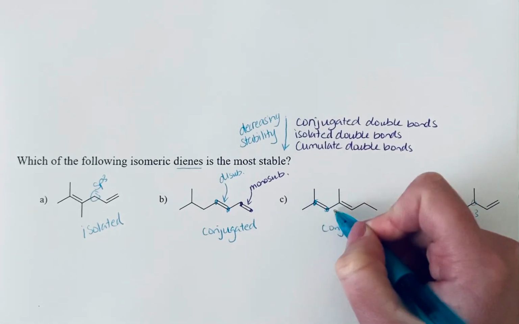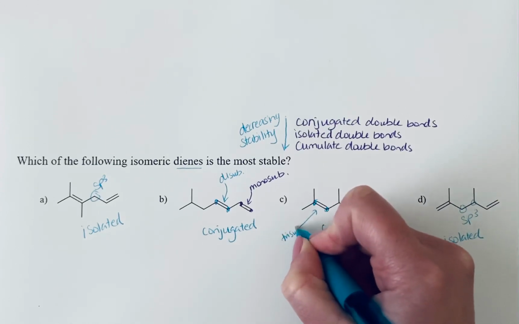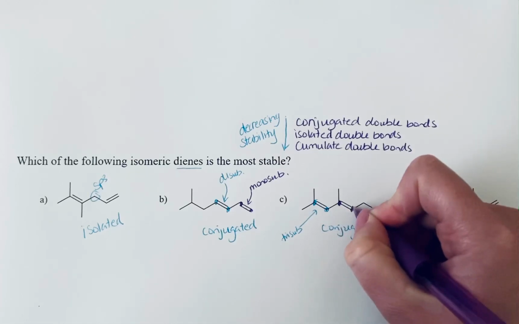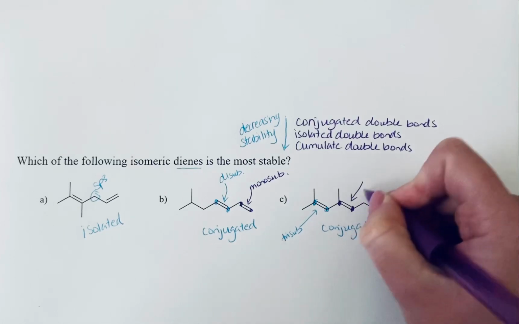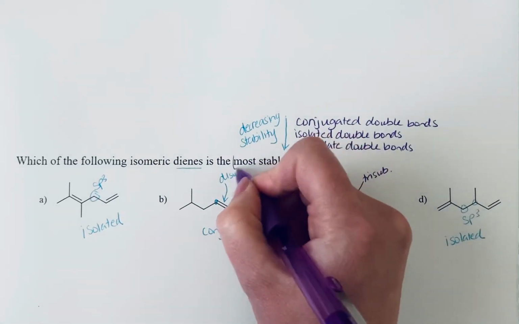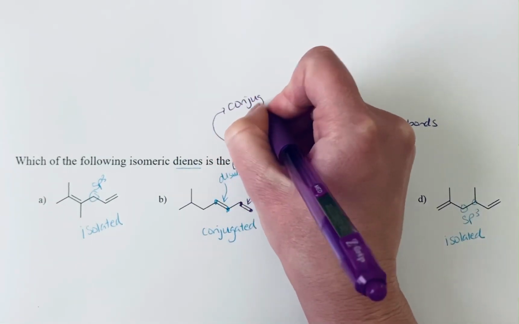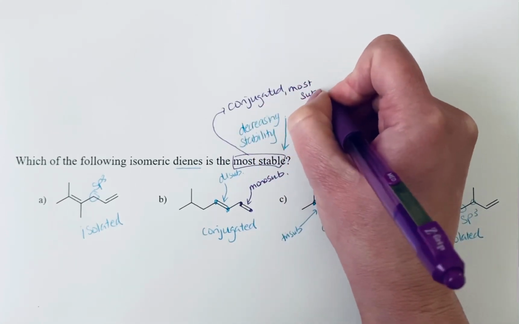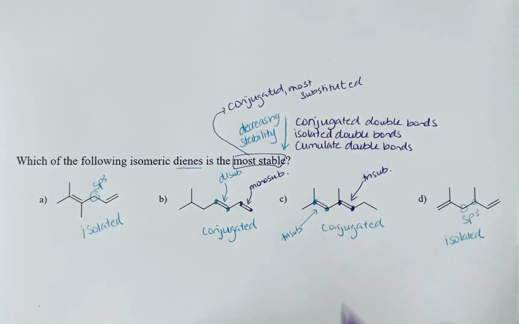If we look at C, and we look at our first alkene, we see that we have 1, 2, 3 bonds to carbon, so this is tri-substituted. If we look at the second alkene, we see 1, 2, 3 bonds to carbon, so this is also tri-substituted. So our most stable diene should be the one that is conjugated and the most substituted. And so that is C.